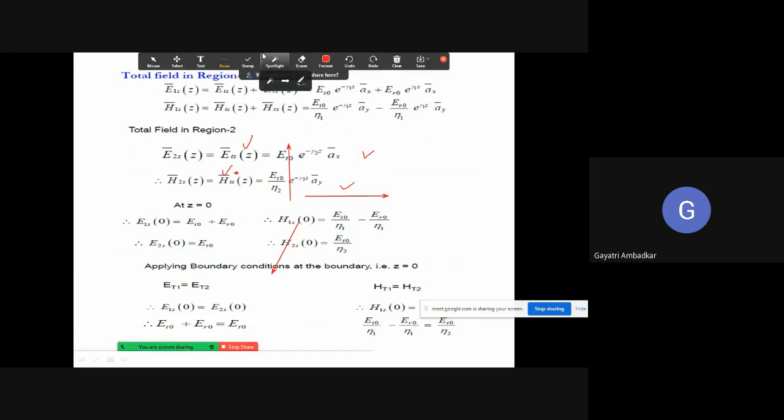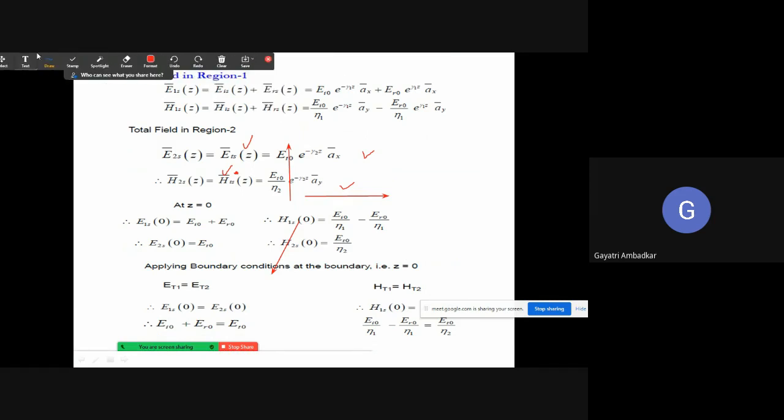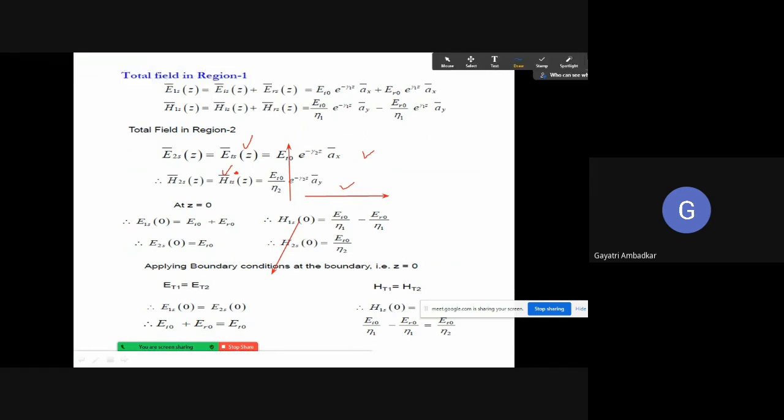Let us calculate the total field in the region. In region 1, E1S, the total electric field when propagating along the Z direction, is incident plus reflected, as we have seen. Similarly, what is the H field there? H1S is the sum of HIS and HRS. Are you getting it?